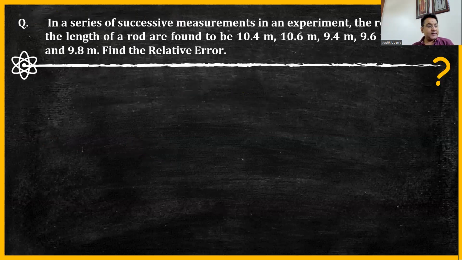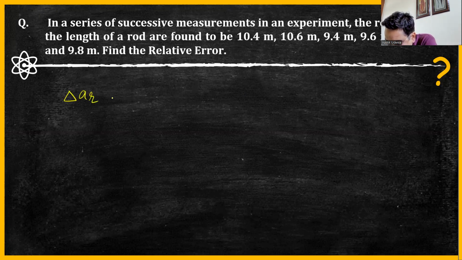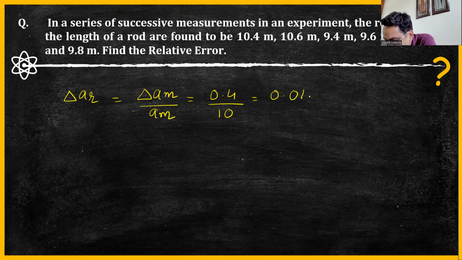Then in the same question, can we find out what is the relative error? So what will be the relative error here? 0.04. Delta AR will be delta AM divided by AM, 0.4 divided by 10, 0.04. Do we understand this? Yes, sir. Anyone has noted this down?